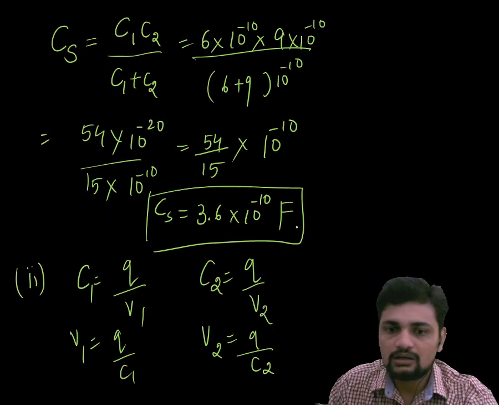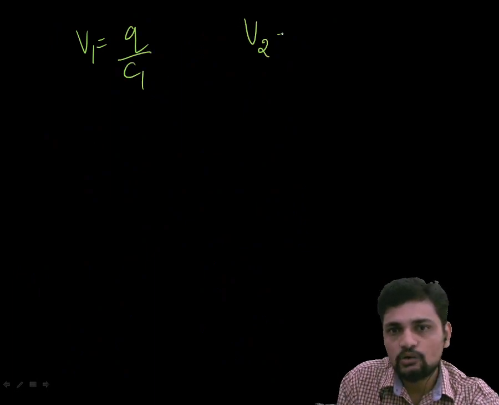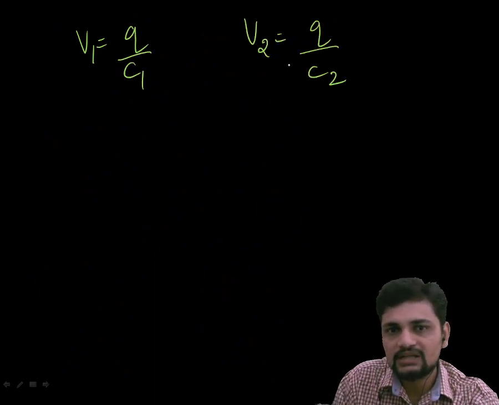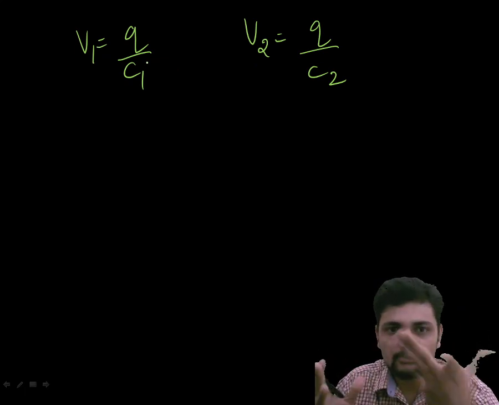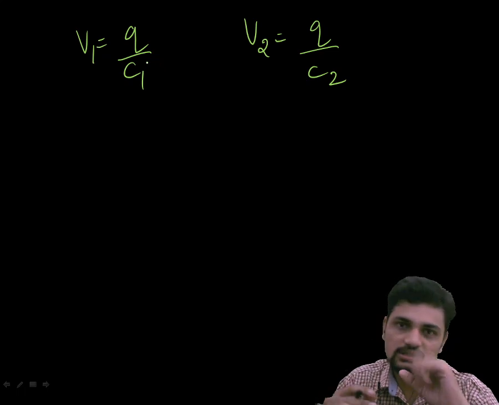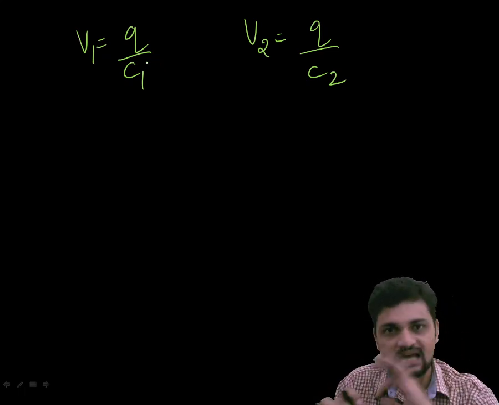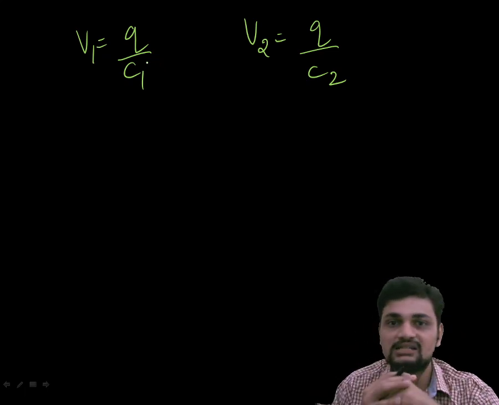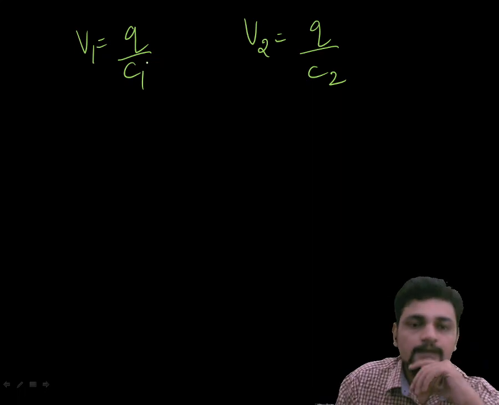Now let us get back to finding the potential V1. V1 is Q by C1. Similarly, V2 is Q by C2. The charge is the same, so I am not writing it as Q1 and Q2. If you write Q1 and Q2, that absolutely shows that you are not firm with the concepts. In series, across capacitors, the charge remains the same, the way across resistors the current remains the same.